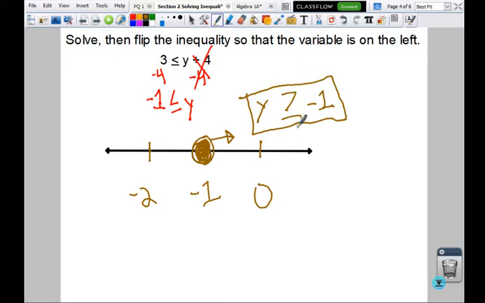Because we flipped our inequality. We always want the y or the x or whatever variable on the left side. Because if it's not on the left side, your arrow's going the wrong way. You have to have the variable on the left. You always need to make sure the y is on the left or the x is on the left. Did you hear we had to flip the whole thing around?